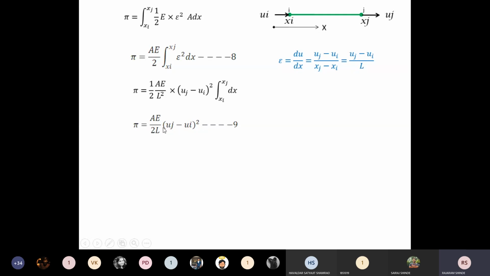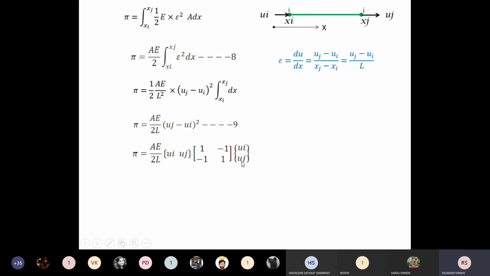Next one. Now this also I have shown you. This we can replace by the quadratic form of the matrix. That means this quadratic expression, uj minus ui square, becomes ui square minus 2 ui uj plus uj square. That we can write in the matrix form, or in the quadratic form of the matrix. So you will get AE by 2L as it is. This is ui uj, that is the transpose of u. This is a matrix 1 minus 1 minus 1 1, that we have solved. Actually it is not k, it is a constant matrix, we can say, and this is the u matrix.